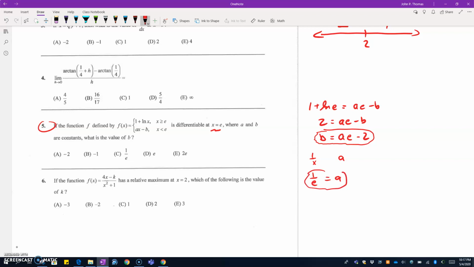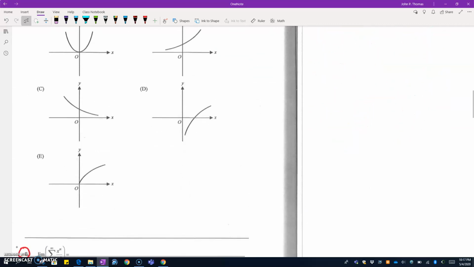All right, so now I'm going to take this a value and I'm going to bring it back here to plug it in to find b. So b equals 1 over e times e minus 2. All right, that's going to be a 1 minus 2, which is a negative 1. So again, I've got that b value has to be negative 1 for this to meet both criteria of being differentiable. All right, so it has to be equal from the left and the right on the function and on the derivative.